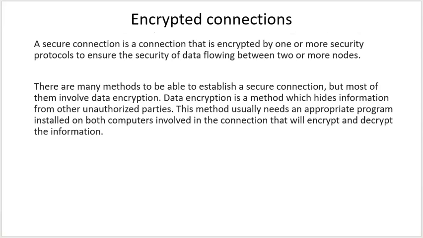Encrypted connections. A secure connection is a connection encrypted by one or more security protocols to ensure the security of data flowing between two or more nodes. There are many methods to establish a secure connection, but most of them involve data encryption. It's just a method to hide information from other unauthorized parties.